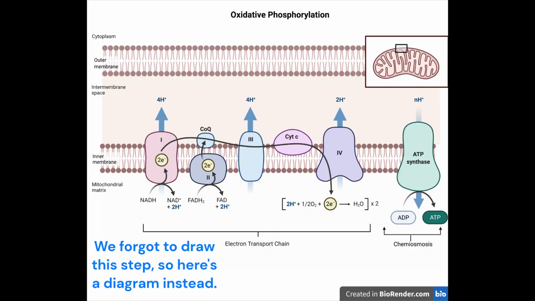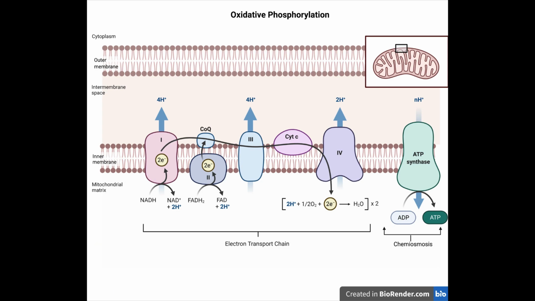Oxidative phosphorylation is the final step of cellular respiration, where the electrons from NADH and FADH2 are transferred to the electron transport chain in the inner mitochondrial membrane. This step produces a proton gradient that drives the synthesis of ATP by ATP synthase. This step produces about 26 to 28 ATP per glucose molecule, as well as water as a byproduct.